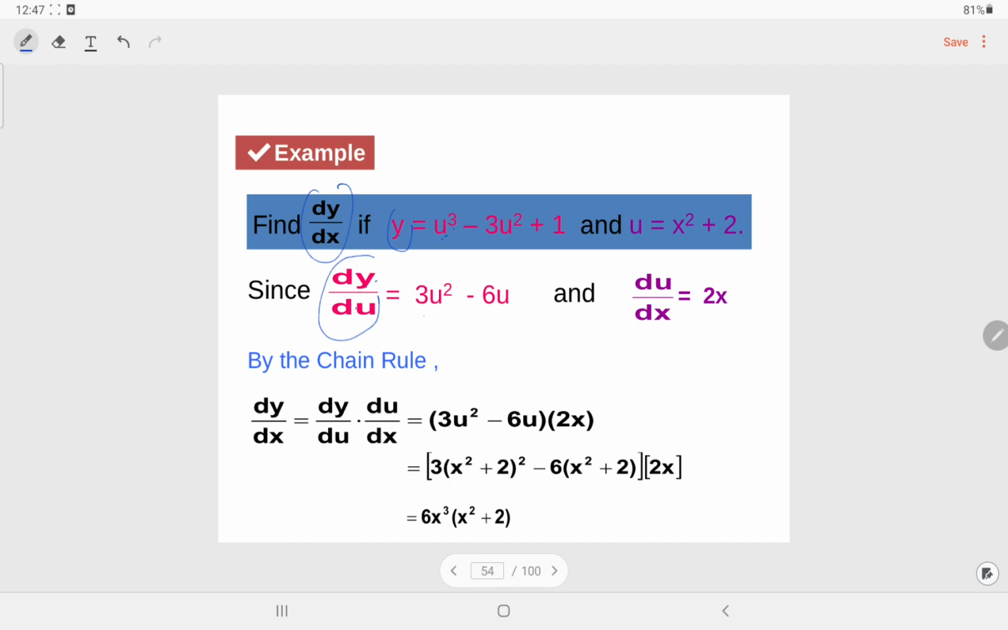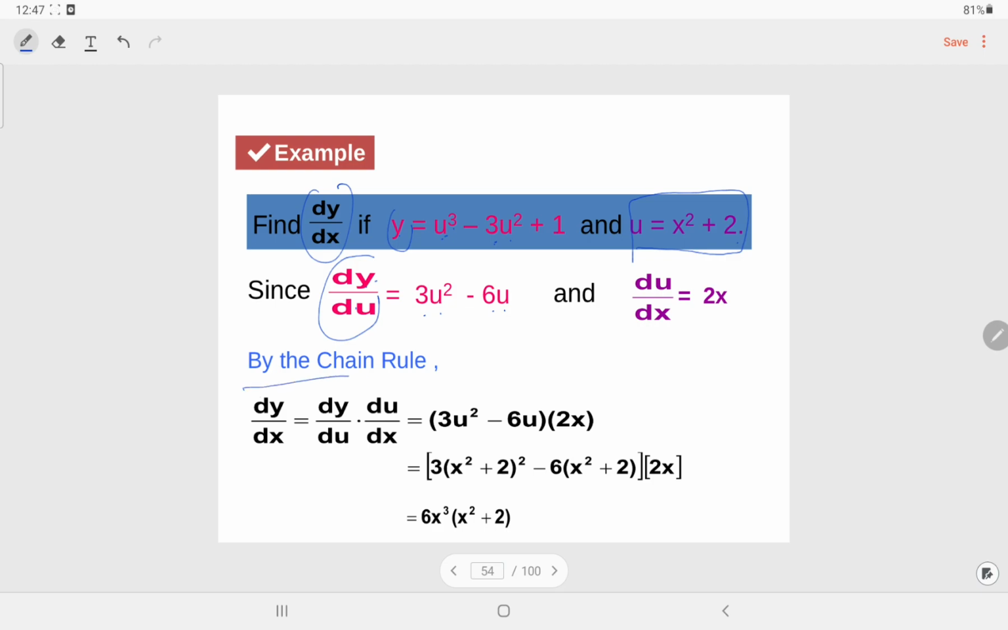Differentiate u cube is 3u square. Differentiate 3u square equal to 6u. Differentiate 1 equal to 0. And then differentiate this function u equal to x square plus 2. So differentiate u to get du over dx. And then differentiate x square, we get 2x. Differentiate the 2 equal to 0.